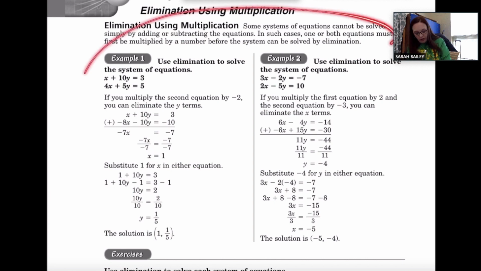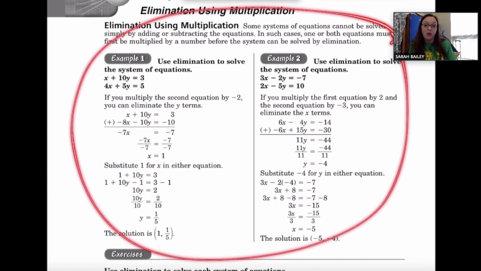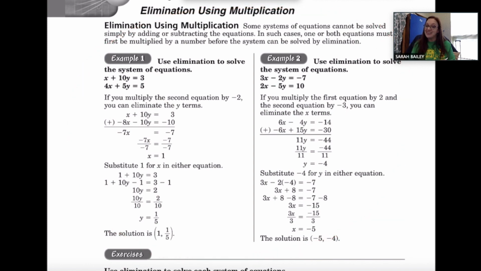So first thing you need to do is pause the video. Definitely pause the video, and I want you to read through these two examples I've got circled. Go ahead and do that now. Okay, great. Now, I will go ahead and tell you it may be necessary for you to work some of these out on notebook paper, and that's totally fine.